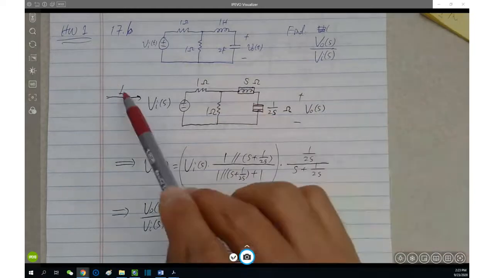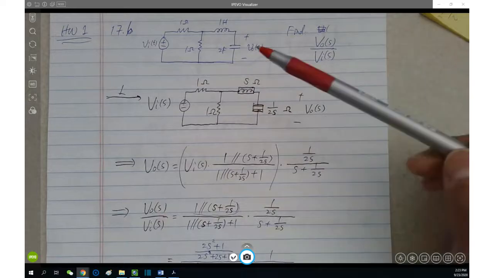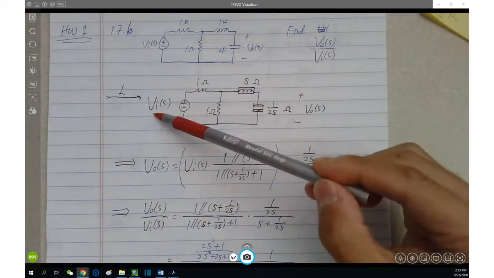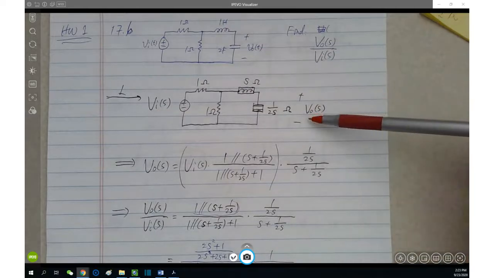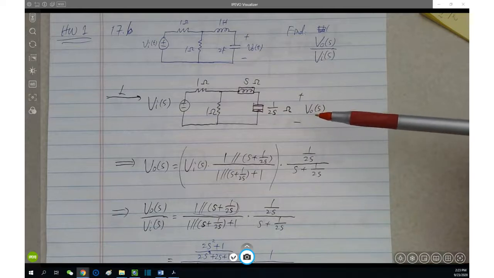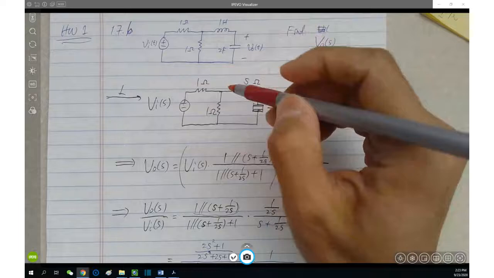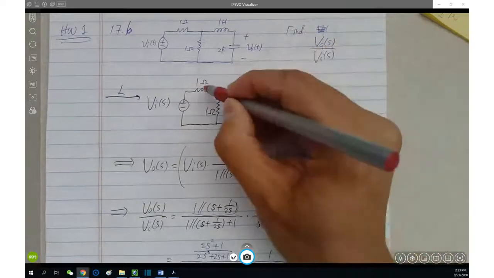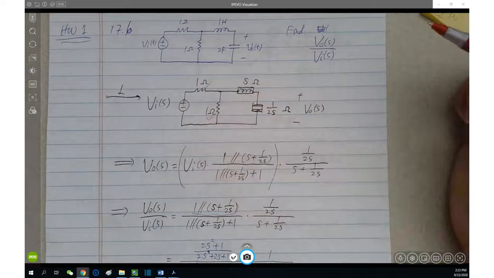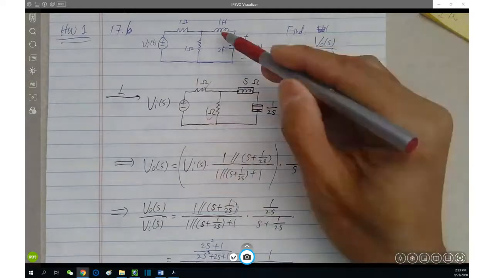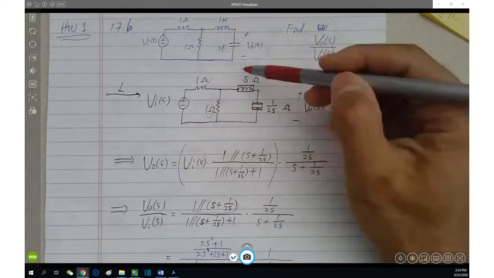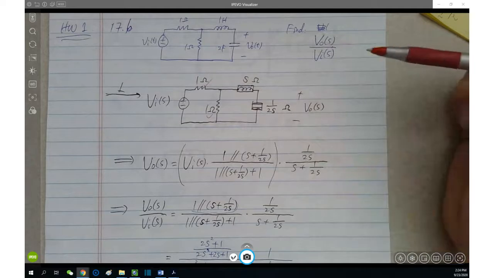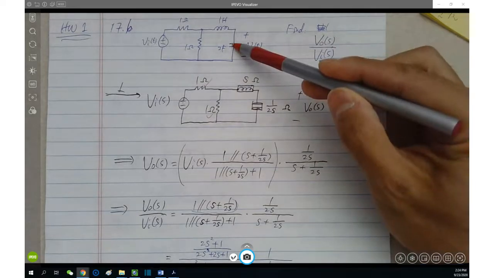First, always conduct a Laplace transform. Vi of t becomes capital Vi of s. V naught of t becomes capital V naught of s, right? And the most important thing is the impedances. Resistor is easy, remains the same. How about the inductor and the capacitor? Inductor's impedance is Ls. L is 1, so you end up with S. The impedance of the capacitor is 1 over Cs. C is 2, so 1 over 2S.